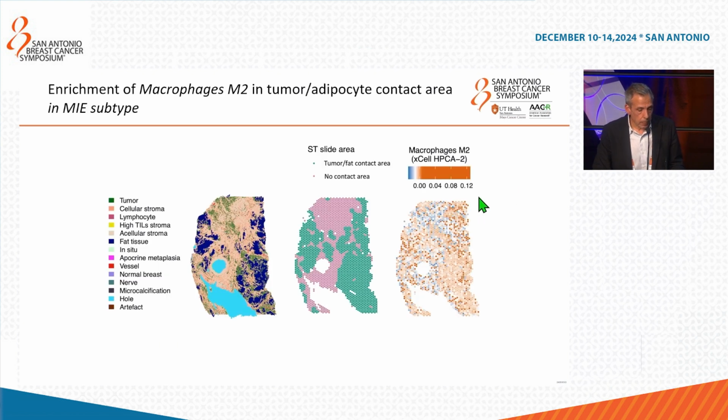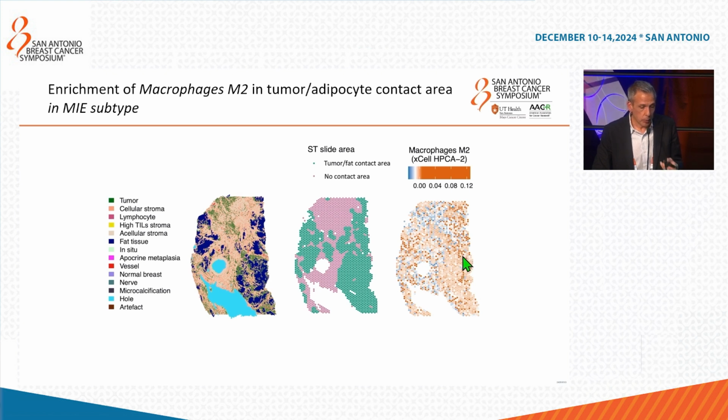Now, he noticed that in this immune enriched subtype, there was colocalization between tumor cells and adipocytes. Then we went to see what's happening there. This green here shows the area where we see tumor cells and adipocytes, and he found that in that area we see a lot of macrophages, particularly M2 macrophages.